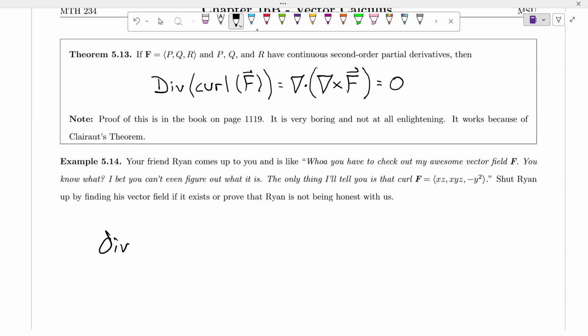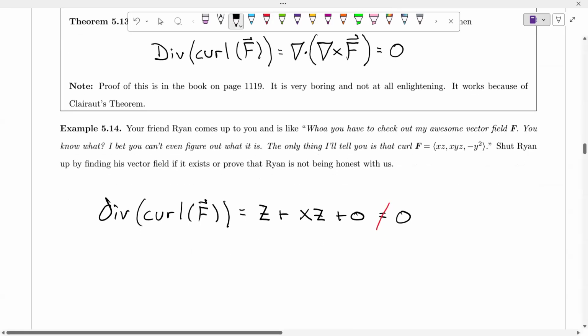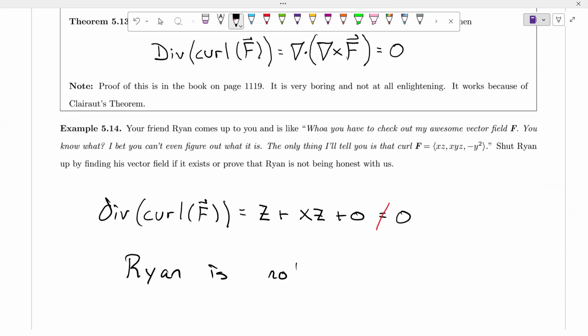Fortunately, at the top of the screen, we have a definition about mixing the curl and the divergence together. If we do that, we should always get 0 for any field. So we can check that on Ryan's field right here. xz partial x is z plus xyz partial y is xz and negative y squared partial z is 0. And I can see pretty clearly that that thing is not 0, meaning Ryan is not being honest with us. Mark that off in red. Not being honest.